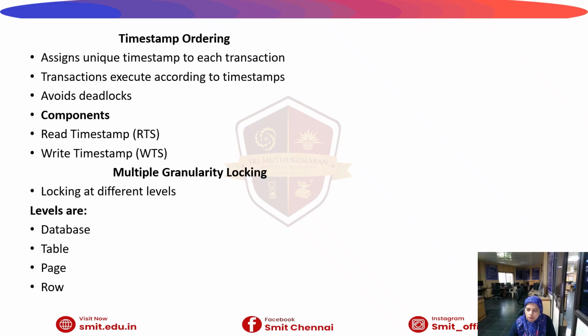And what is timestamp ordering? Components assign a unique timestamp to each transaction. Transactions execute according to the timestamps, which avoids deadlocks. In the last unit we saw deadlock prevention: deadlock avoidance, wound-wait and wait-die. These are the concepts we saw in deadlocks. The main components in timestamp ordering are read timestamp and write timestamp, RTS and WTS.